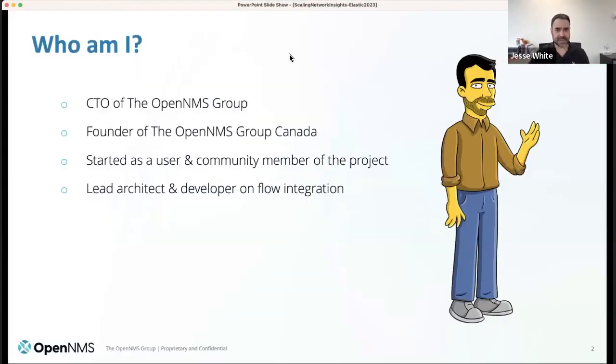So a bit about me. I'm Jesse White, the CTO of the OpenNMS Group. I'm founder of the OpenNMS Group Canada, where I'm located here currently in Ottawa. And I actually started as a user and community member of the project. And I was the lead architect and developer on the flow integration that we're going to talk about here today.